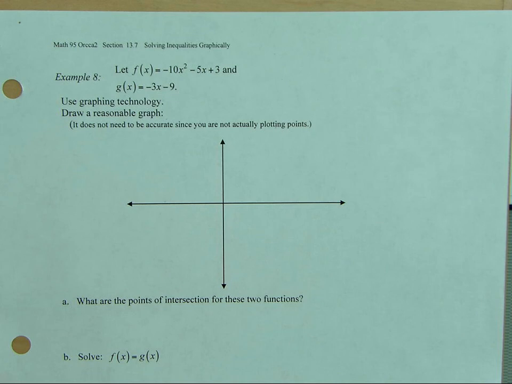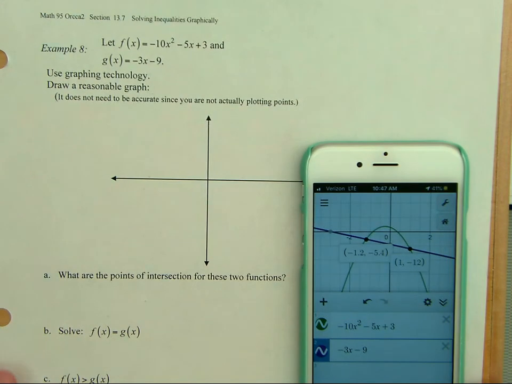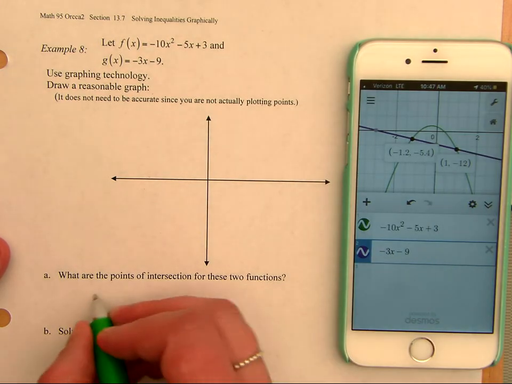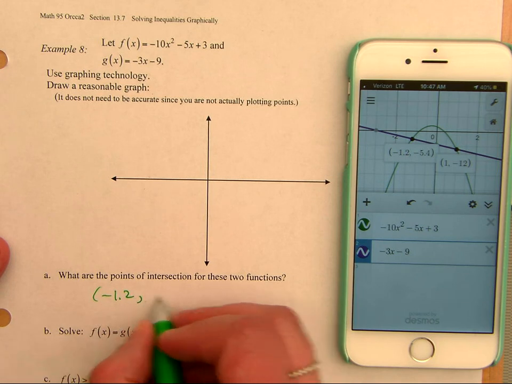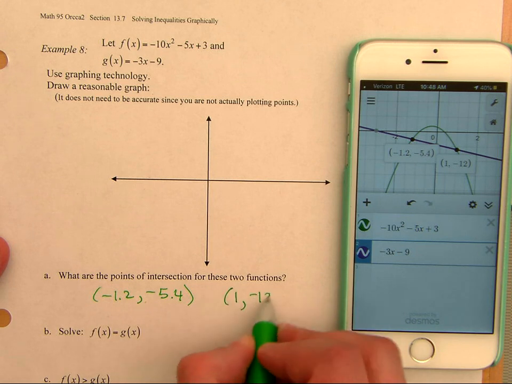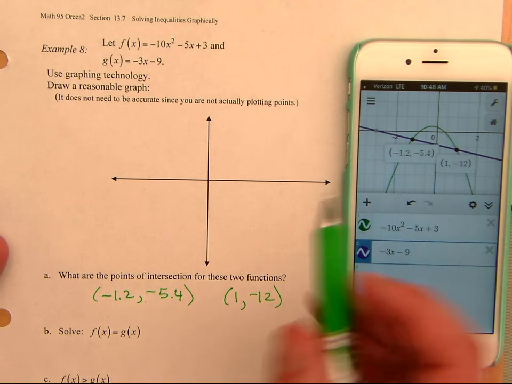Okay, and then here's the last one, last problem of the term. So here you get to use your Desmos. So let's go ahead, I'm going to pull up my Desmos. And I already have my two graphs drawn. And we're not going to scale this, we're just going to kind of draw a sketch of the graph. And so you have your points of intersection. Points of intersection are (-1, 2) is this what you got? (-5, 4), and (1, -12). These are the points of intersection between the lines.